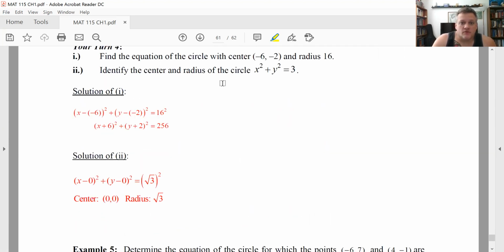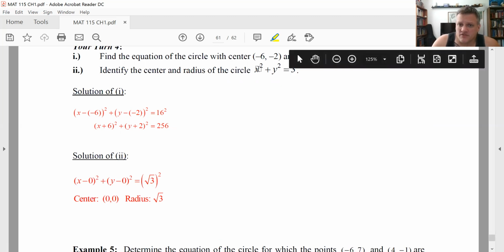Okay, so for the first one, I'm going to put in -6 and -2 for h and k respectively in the formula. And I'm going to square the 16, because the right-hand side of the standard equation of a circle is the radius squared. It's not just the radius. All right, so I get x minus a -6 squared. That's x plus 6 squared. Same for this term. And if you square 16, you get 256.